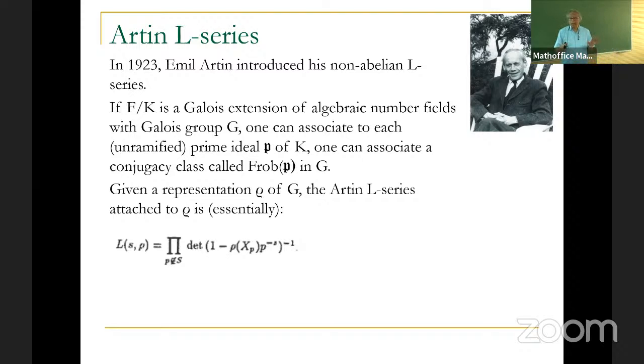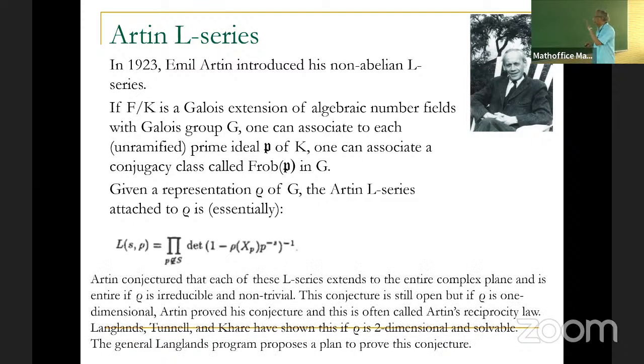Now what do we have? We don't have a Dirichlet series and then move to an Euler product. We're defining the function through the Euler product itself. And this is essential in the Langlands program. So Artin conjectured that these L functions extend to the entire complex plane. And if rho is irreducible and non-trivial, the conjecture is still open. But if rho is one-dimensional, Artin proved his conjecture.